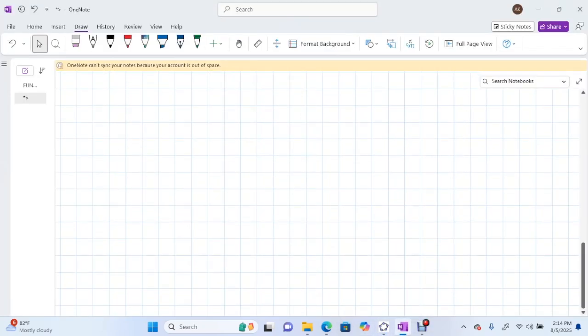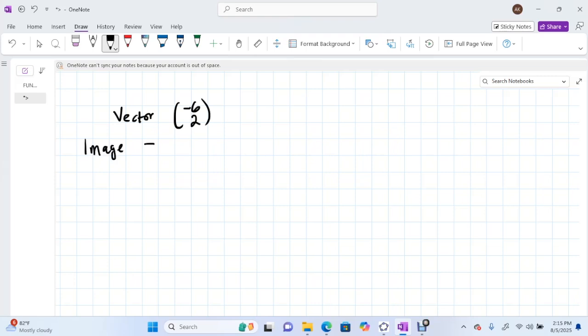So when you are doing translation by the vector, all you have to do is add the vector to each of the points that were originally given. And here the vector is negative 6, 2. And it goes like image is equal to the vector plus the point. Vector plus point.